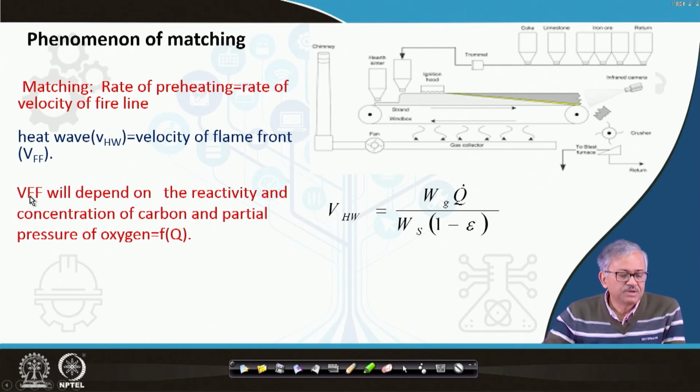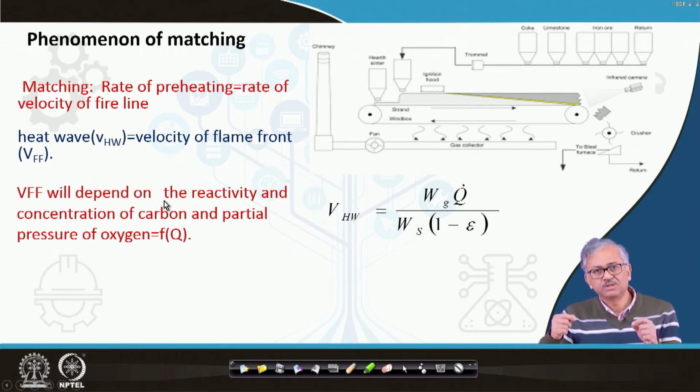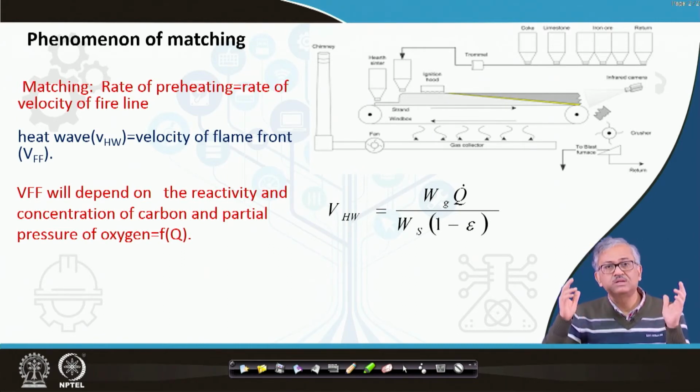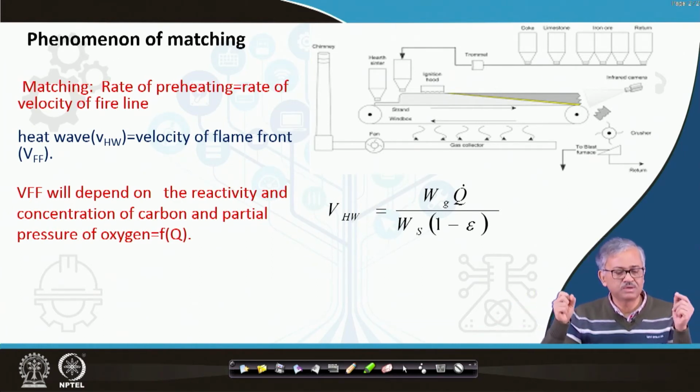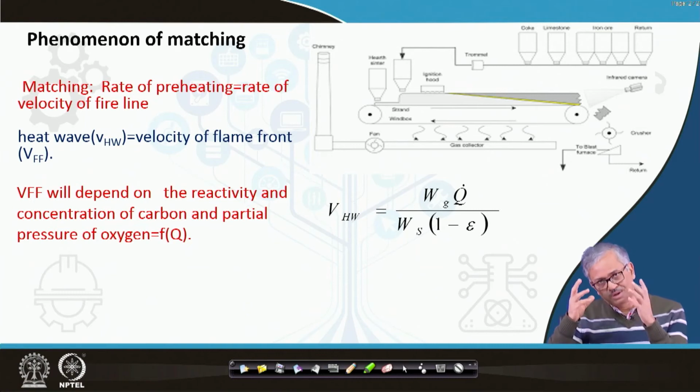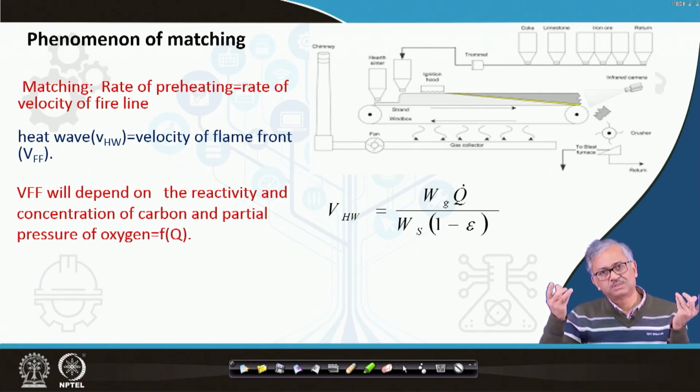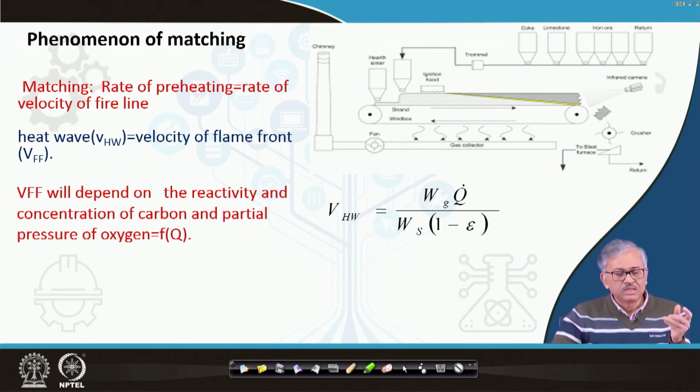So and then VFF, that is the flame front velocity, depends on which parameter? The flame front depends on the reactivity of the coal as well as the partial pressure of oxygen. Now the reactivity of the coal remains constant because you are using the same coal material. So what you can change is the partial pressure of oxygen, that is the volumetric flow rate of the gas. The higher the volumetric flow rate of the gas, the higher will be the partial pressure, okay. So that it depends on.